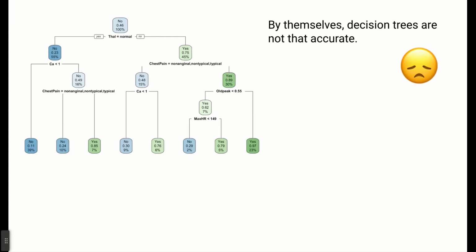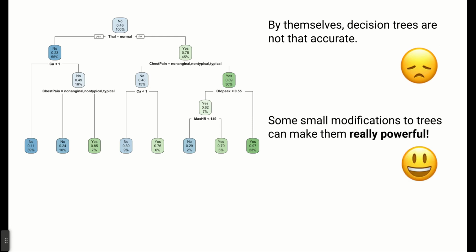In this video, we'll look at two improvements to trees called bagging and random forests. We've previously seen how decision trees, constructed through iterative data splitting, are a unique and flexible class of predictive models. However, it turns out that by themselves, decision trees are not as accurate as we might have hoped because their flexibility makes them prone to overfitting. Not to fear, though, some small modifications to trees can make them very powerful. We'll explore two ideas for modifying trees in this video.